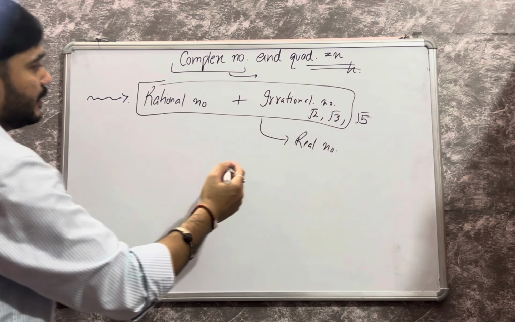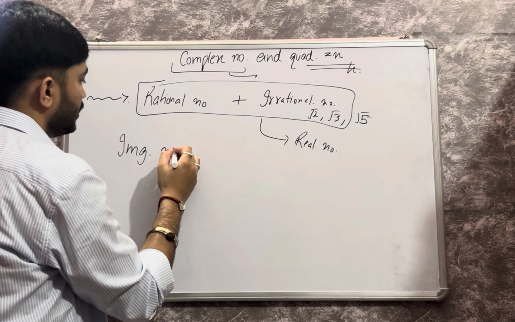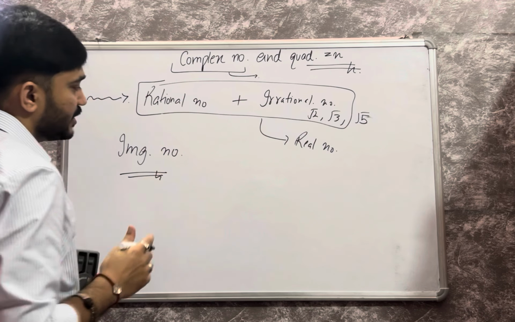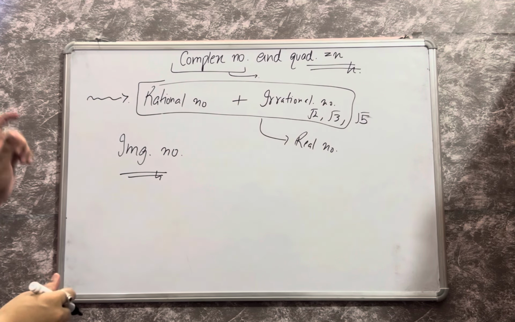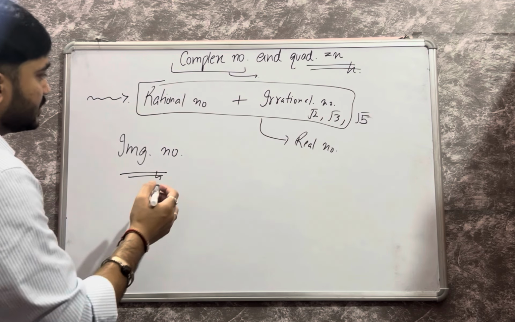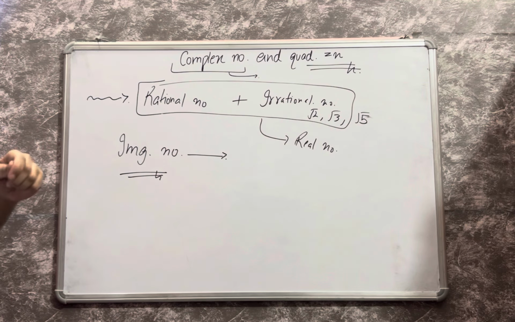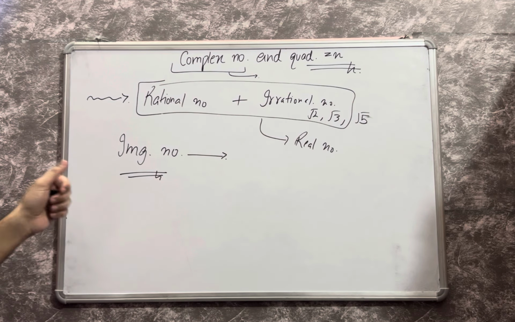And then there are imaginary numbers. What are imaginary numbers? The numbers that are thoroughly based on our imagination, means that are not in our maths but are made because they are imaginary. We have thought of that.